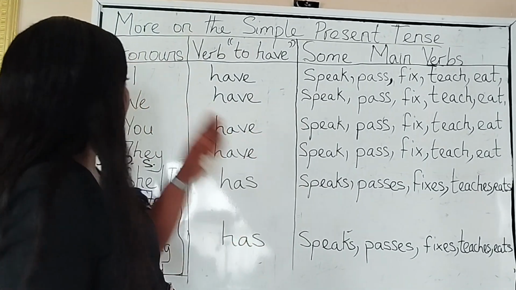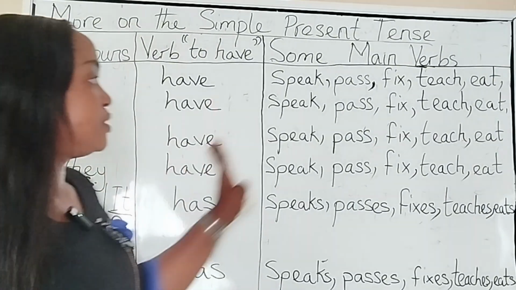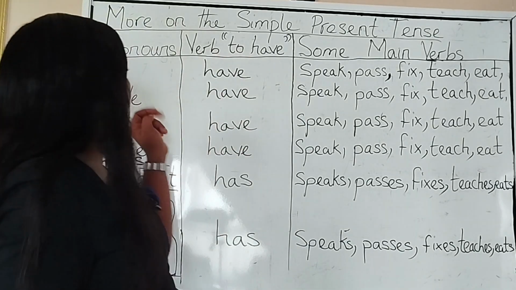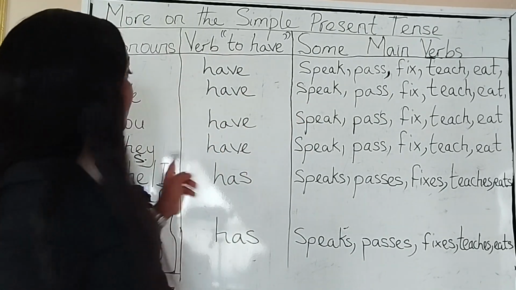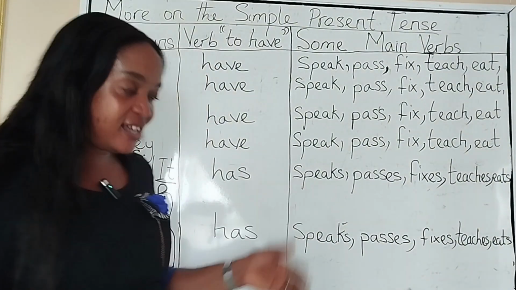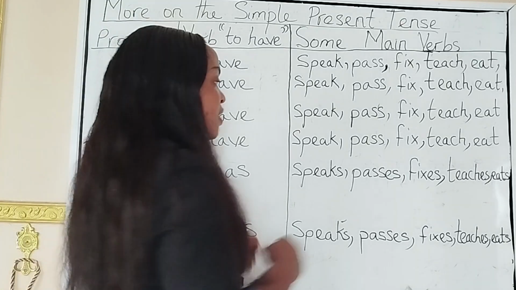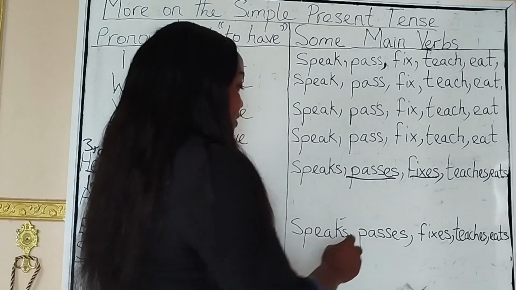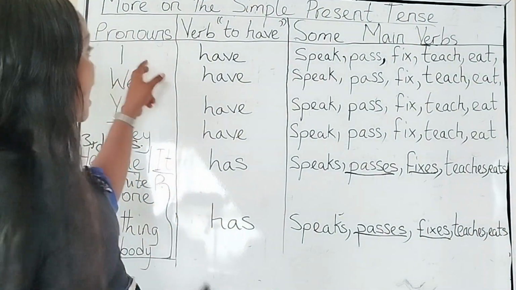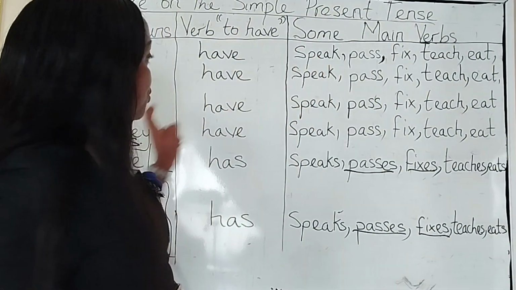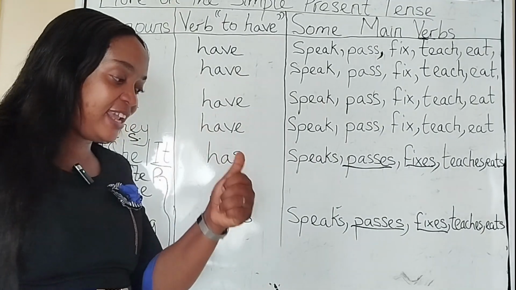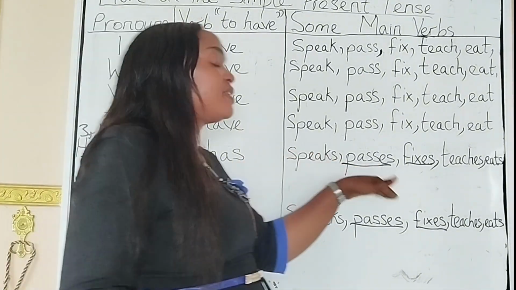We want to see how to express ourselves with these pronouns and some of the main verbs here. Let's see how to do it. I speak. We speak. You speak. They speak. He, she, it speaks. You add an S. Now I want you to take proper note here. Observe the changes you're going to see. I pass, we pass, you pass, they pass. And once it comes to the third person singular, he, she, it, we say passes.